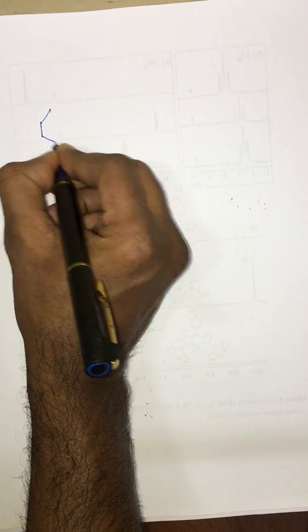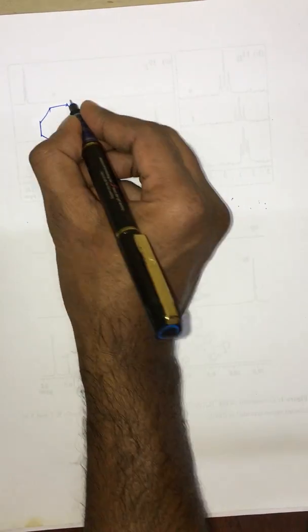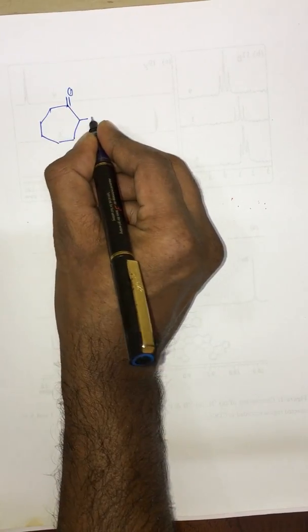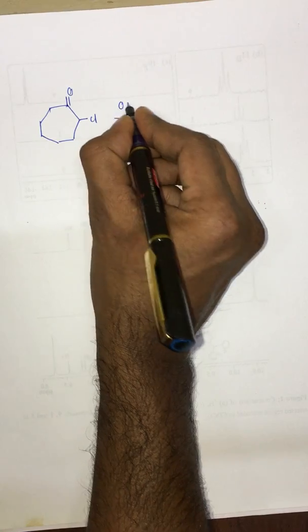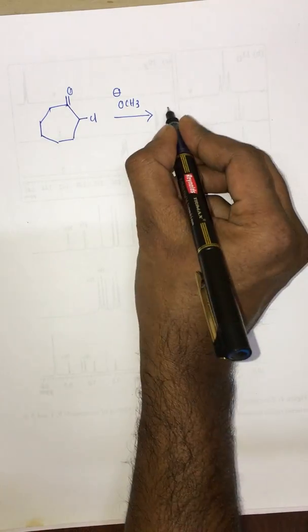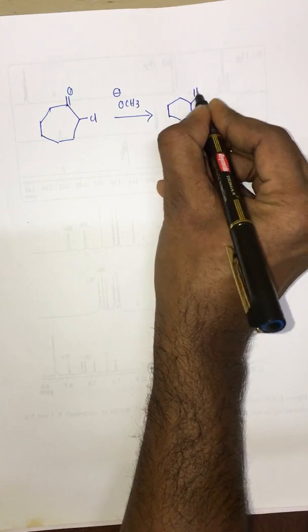And here we have a 7-member ring. I am not writing the mechanism for everything here. I'm just directly writing the product. Just ring contraction takes place. So this is a 7-member ring. The 7-member ring converts into 6-member ring esters.